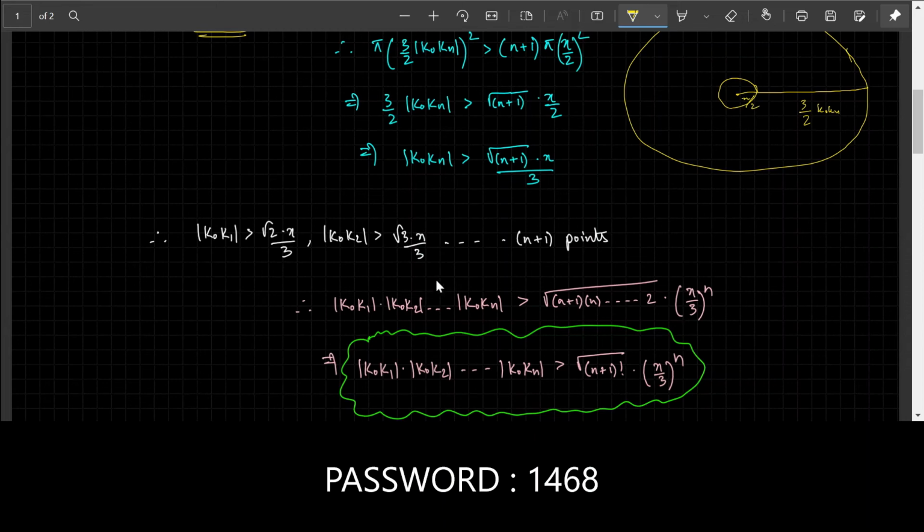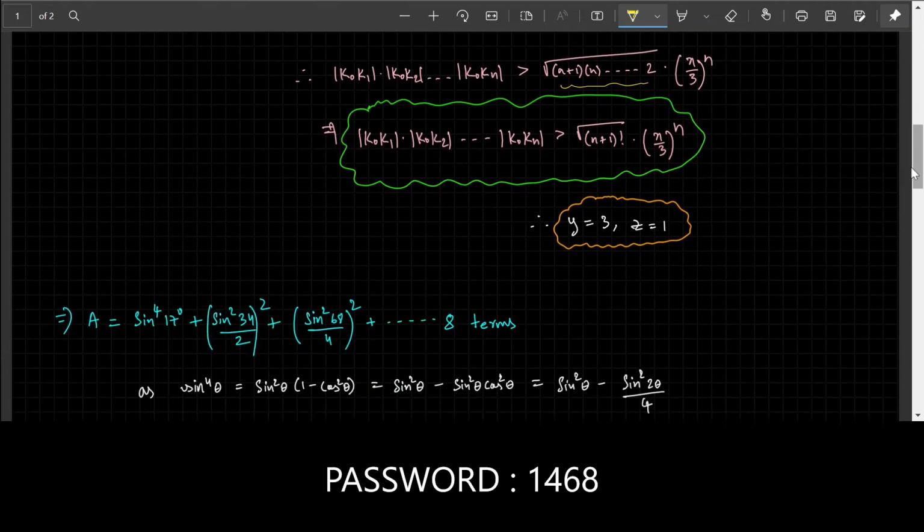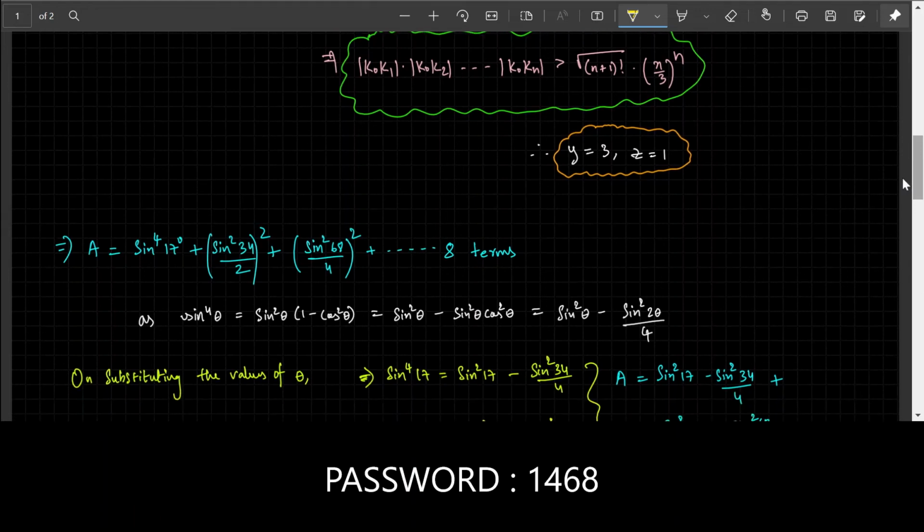So we just need to multiply them. When you multiply them, we get root over (n plus 1) into n, and so on till 2, into x by 3 whole power n, because there are totally n times we are multiplying it. So this is basically nothing but n plus 1 whole factorial. That's root over n plus 1 factorial into x by 3 whole power n. On comparing, we note that y is equal to 3 and z is equal to 1. These are the conclusions that we can derive from the very first question.